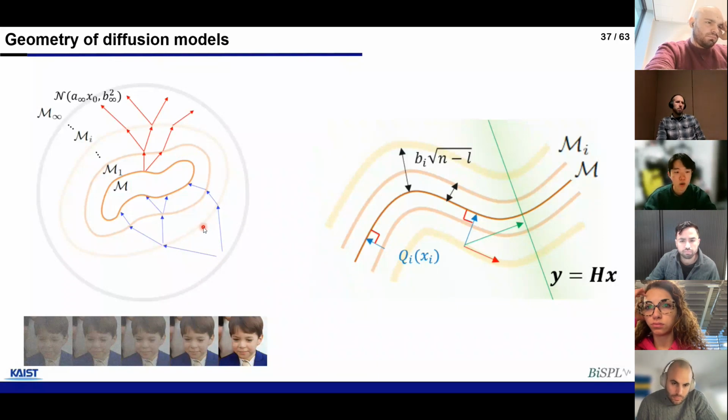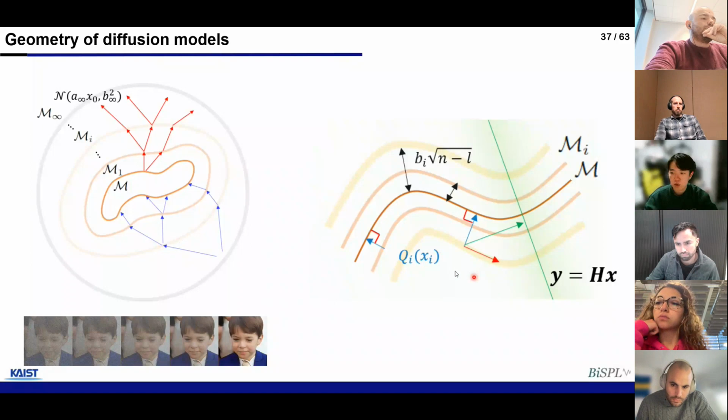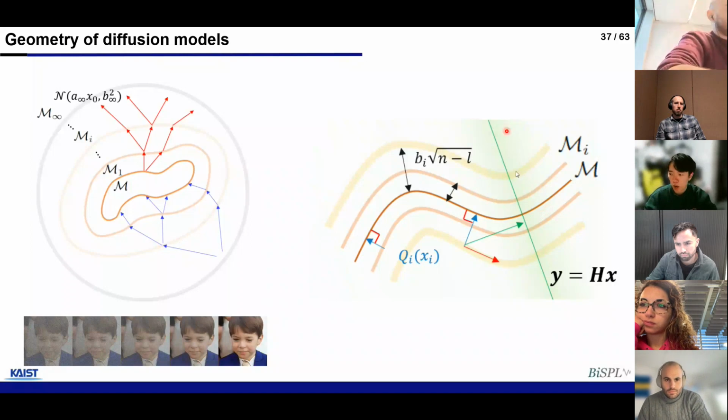And furthermore, when we are considering the case where we are trying to solve inverse problems with diffusion, we are left with the figure on the right. Here we are not only trying to find points in the central manifold M, but we're trying to find the intersection between the manifold M and the line y equals Hx.